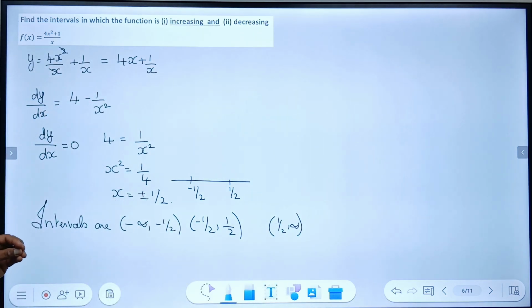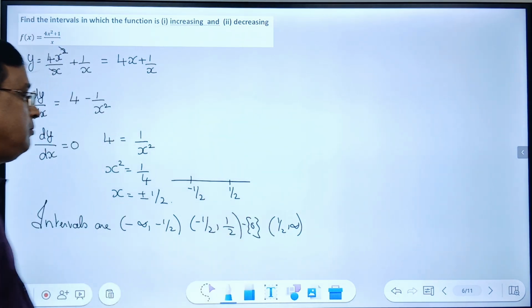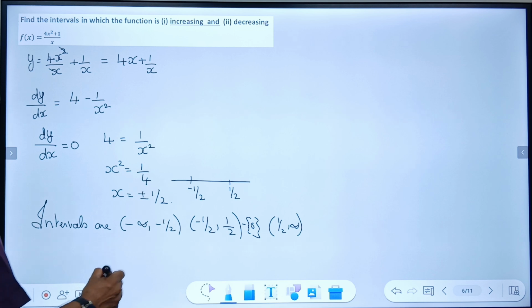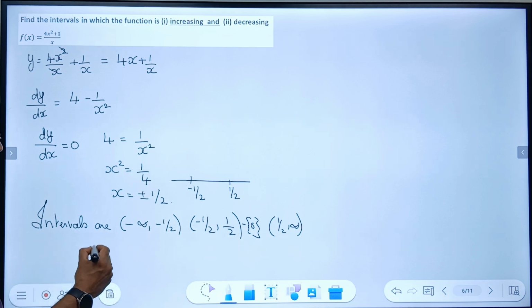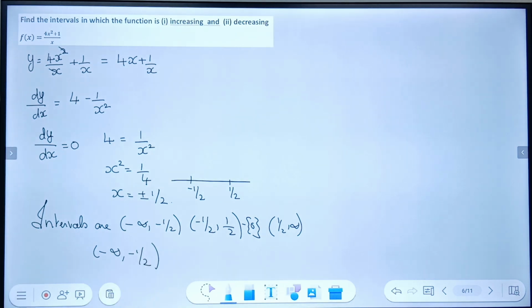And very clearly you should know that x cannot be 0. So I have to remove 0, just like the previous problem, correct? Now what do you do? Choose a number between minus infinity and minus half. A number between minus infinity and minus half I'll choose is minus 1.